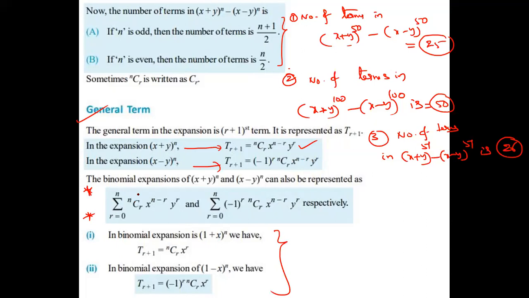See carefully. In this case, x plus y. In this case, 1 plus x. I'm keeping these three with stars. What is the coefficient of x power r in (1 plus x) power n? These types of cases are very, very important. Example: coefficient of x power 5 in (1 plus x) power 10 is, what is the answer? nC5.